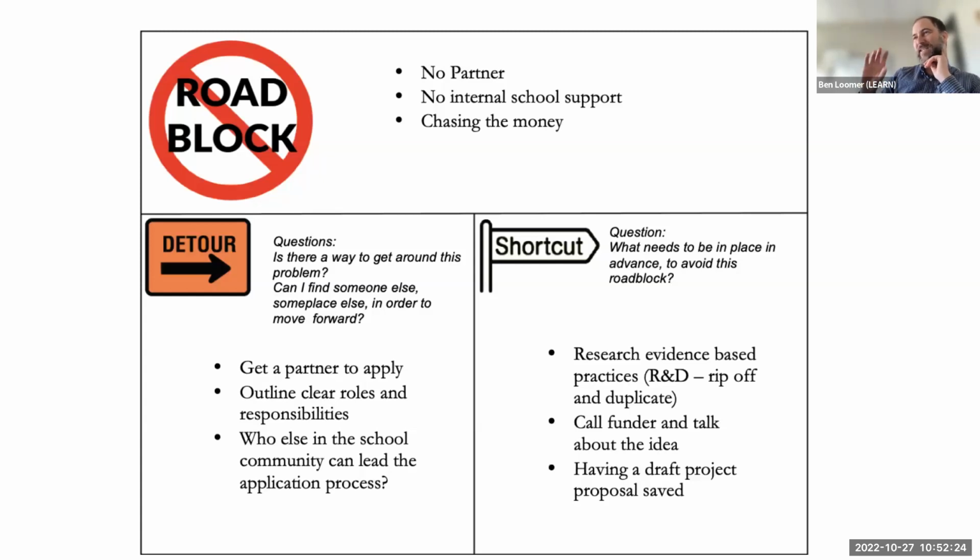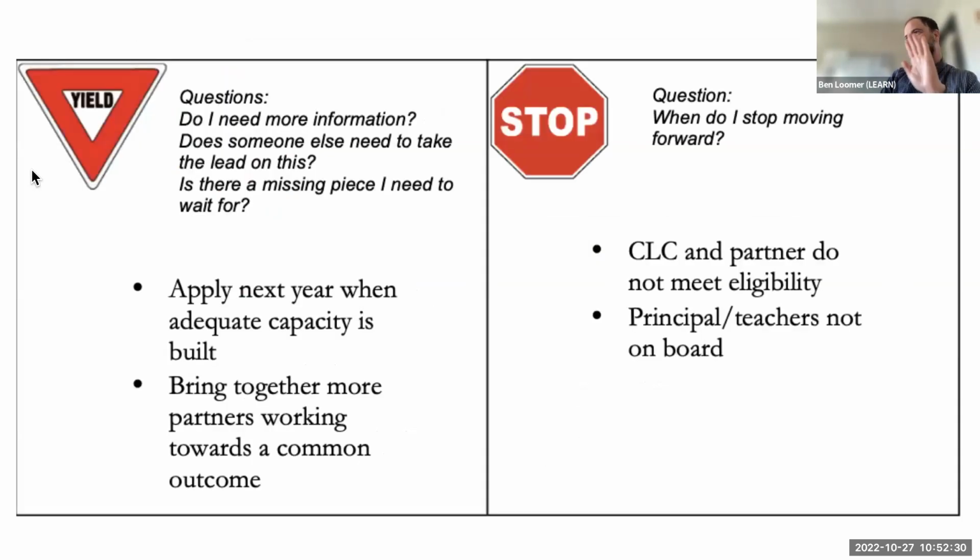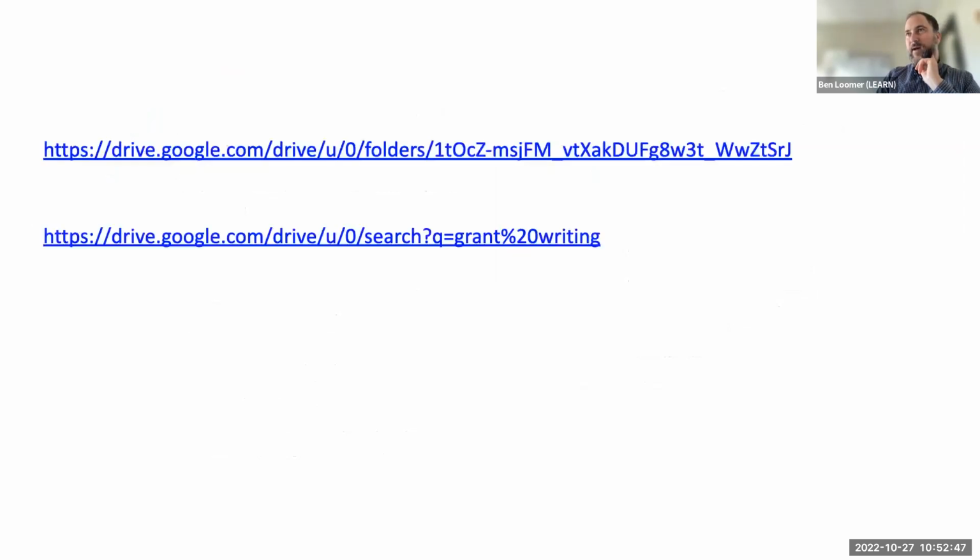And then also think about detours, shortcuts, like yield, slow it down, and then stop. So these are all things to think about. This is a one-pager that we'll share with you, but it was kind of me trying to be a bit cute on the theme of driving and grant writing that might be useful as a one-pager. So I think that's about it.